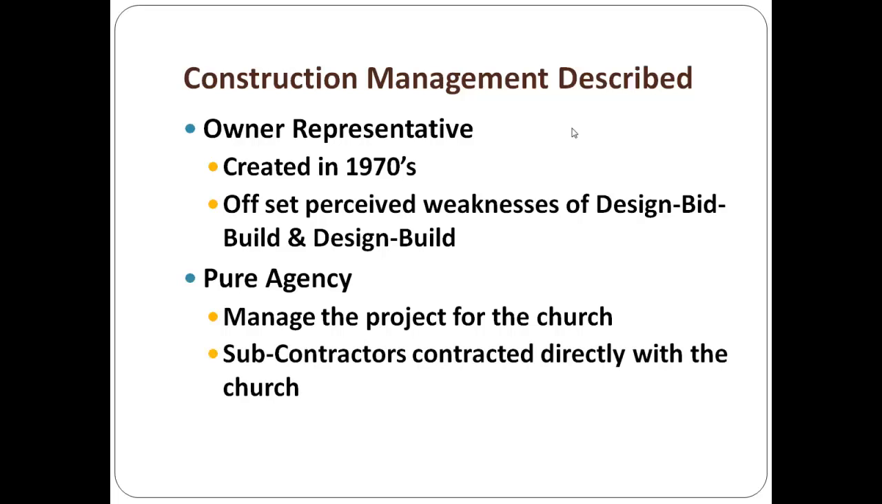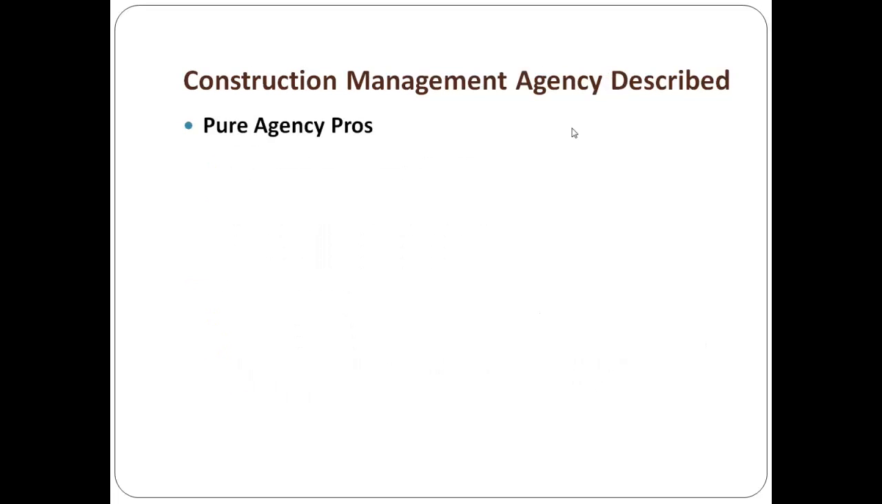The difference is the subcontractors under the general contractor and the other two delivery systems, they are contracted with the GC, with the general contractor. But now the construction manager is managing and has a contract with the builder and the subcontractors are contracted directly with the church. So you've got a manager who is managing the project as though he were the GC, but the contracts are directly with the church. There is a reason why you do it this way, and here are the pros.